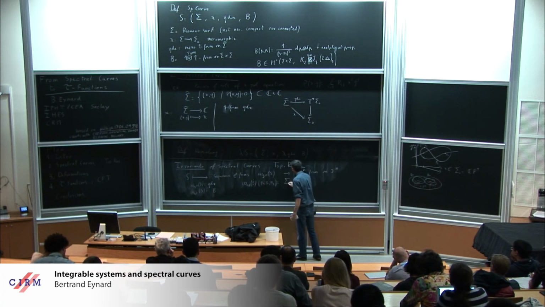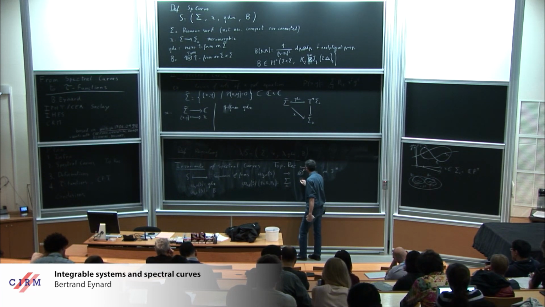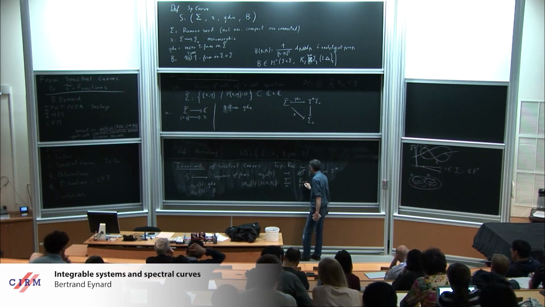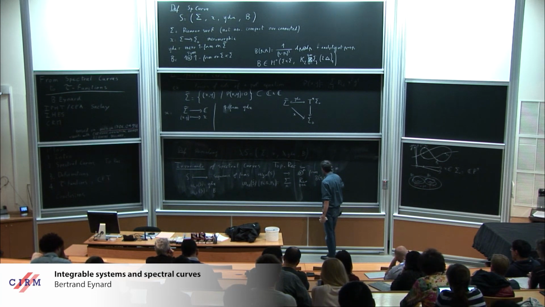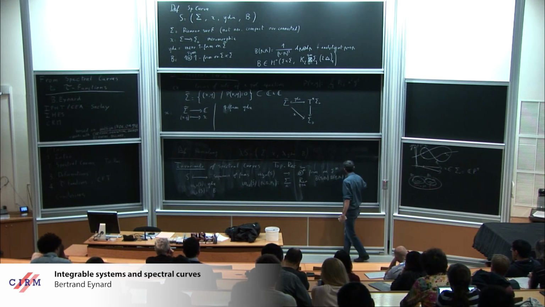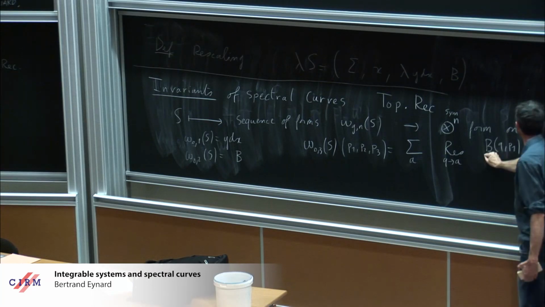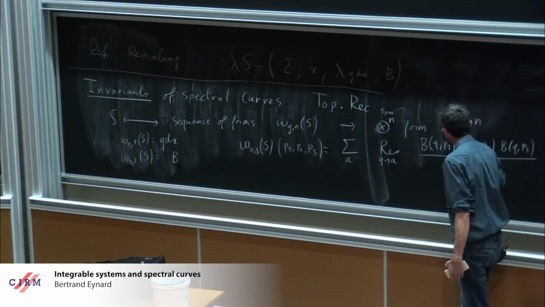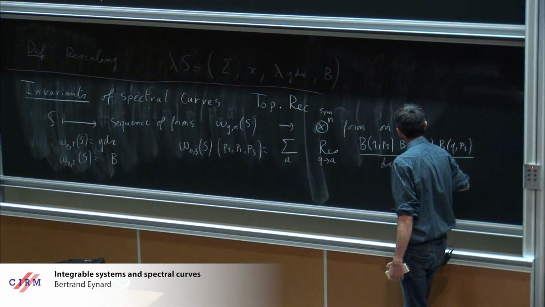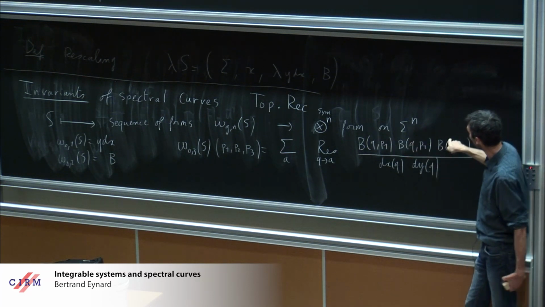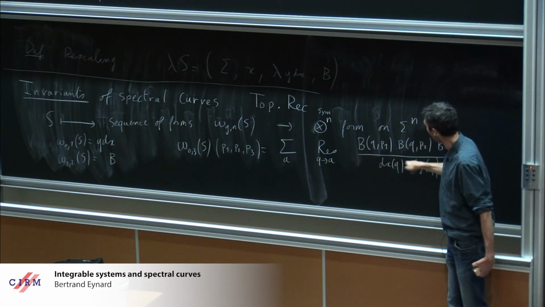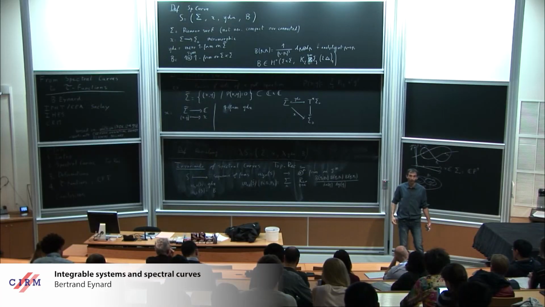Let me write the definition. It will be a sum over A, I will say what it is, of the residue at q equals A of B(q,P1) B(q,P2) B(q,P3) over dx evaluated at q, dy evaluated at q. So you see the numerator is a one form in q times a one form in q times a one form in q divided by a product of two, so it's a one form in q, so you can compute a residue as an integral.